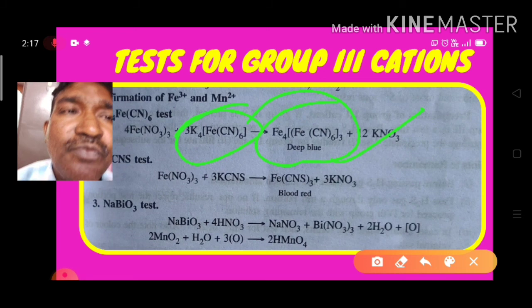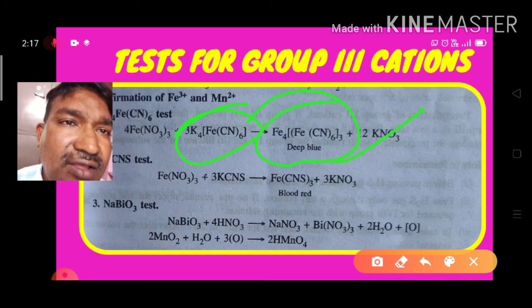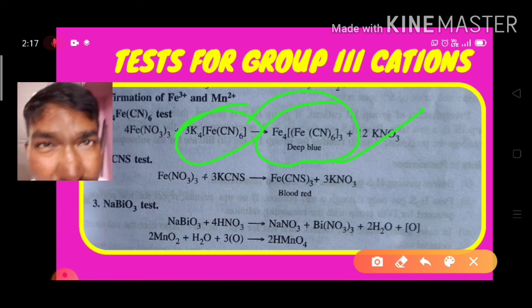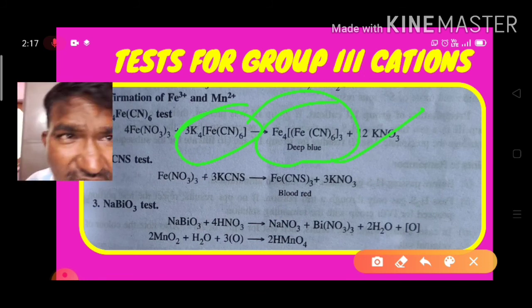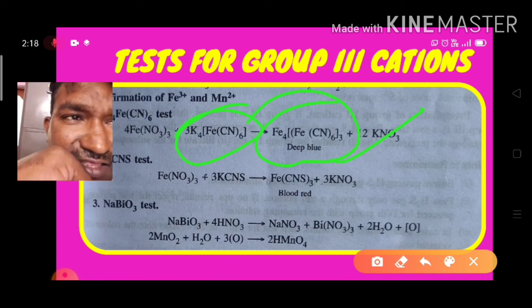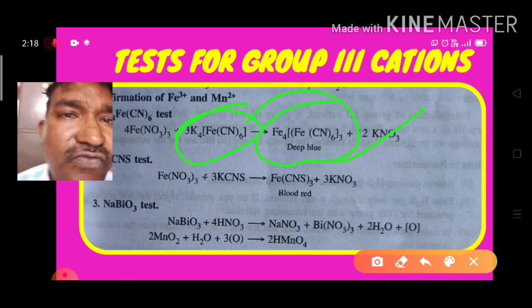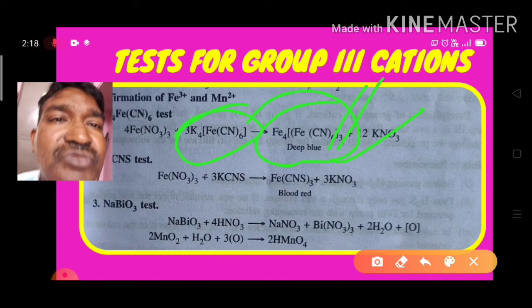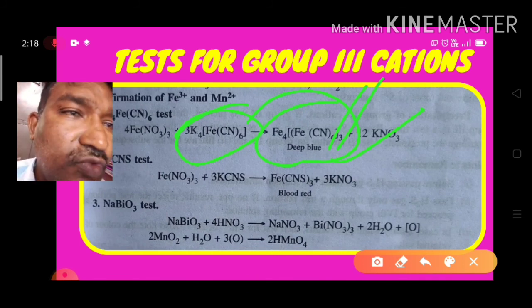So ferric ferrocyanide is known as the Prussian blue. Ferric ferrocyanide, Fe4[Fe(CN)6]3. Ferric ferrocyanide is known as the Prussian blue color. So here we get the Prussian blue color.